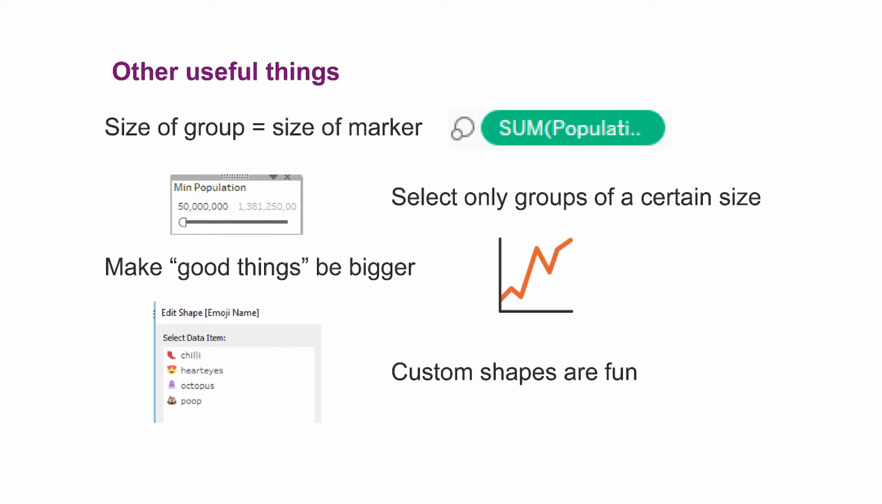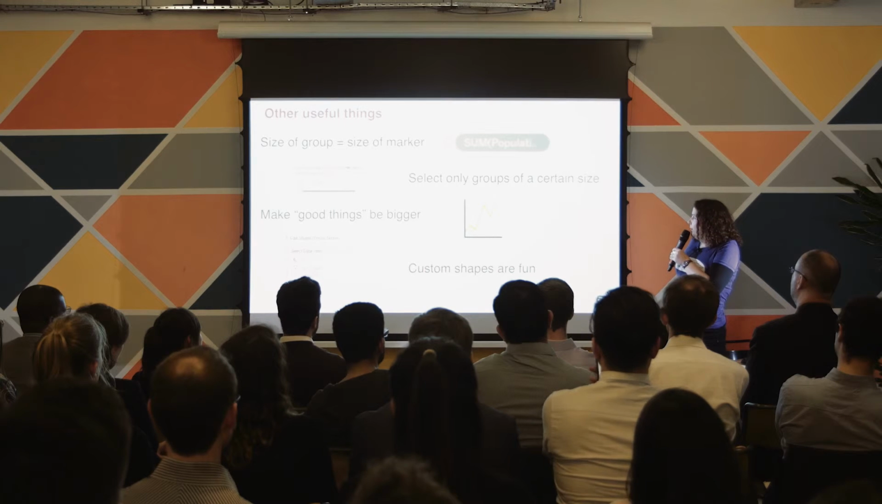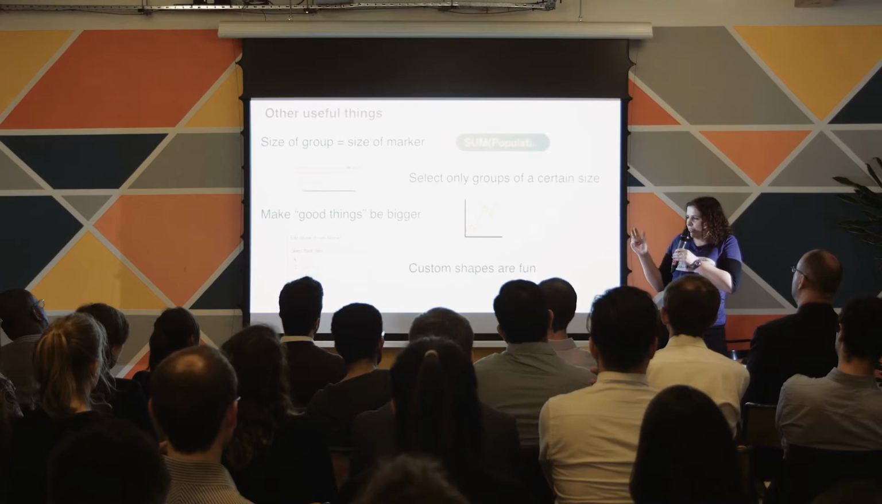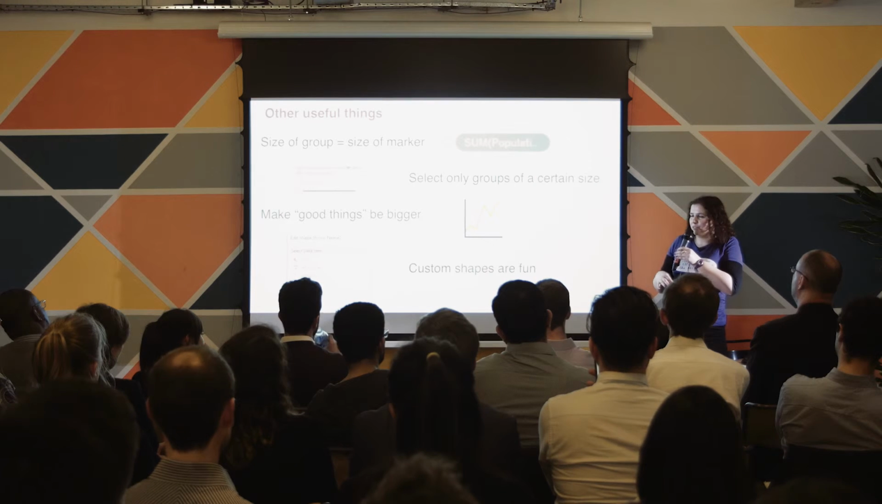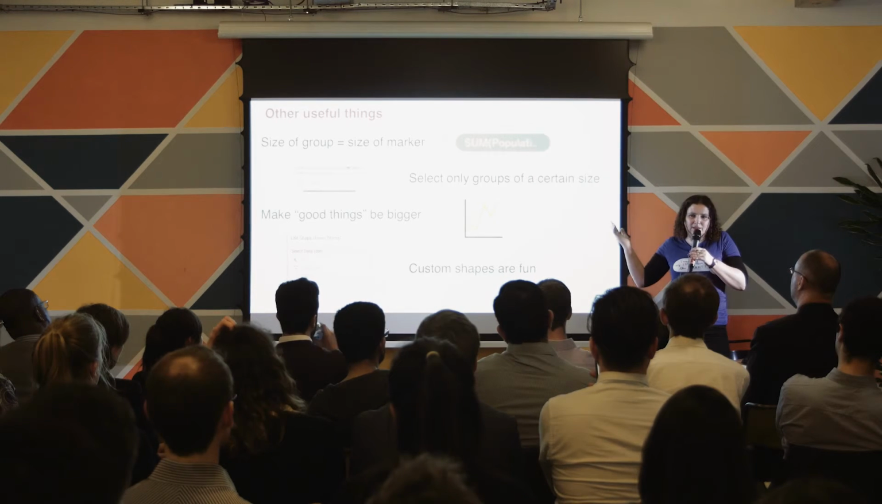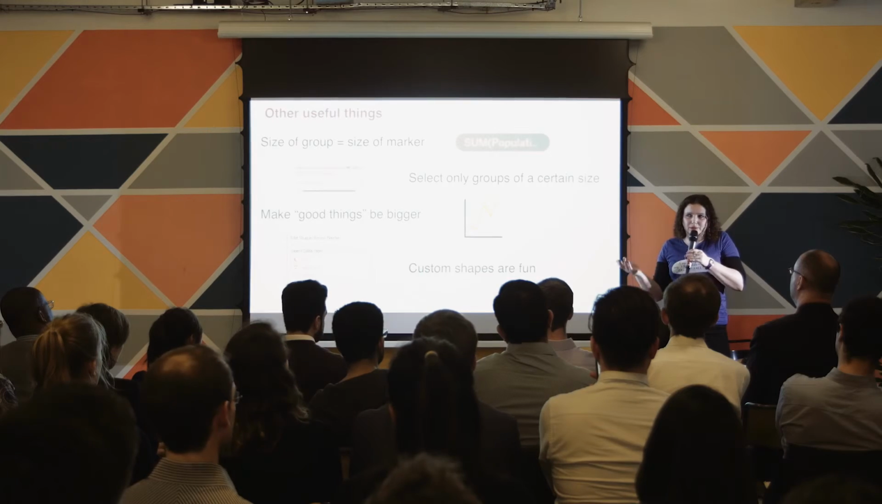This is my last slide. Other useful tips. I was just plotting individual people on the graph, but normally if you're doing categories like countries or apps or something, you can make the size of the marker bigger if it's a bigger group. Because if you spot an outlier, like a country with very poor retention, but it's really small, you might go, oh, never mind. You can also give people a slider to say, only show me groups of a certain size, because again, there's like 200 countries in the world, they might only want to see the bigger ones. Making good things be bigger.